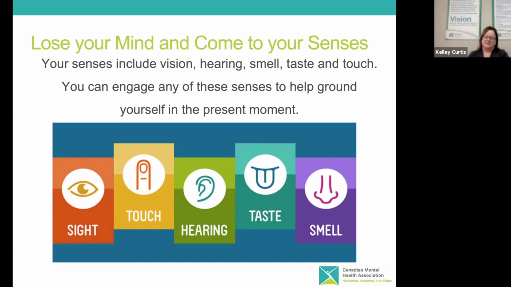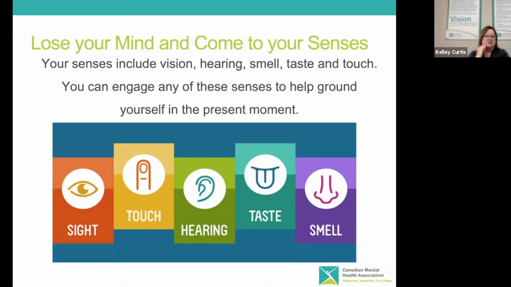And then we could talk about our sense of touch. So you could sit with your pet if you have one, for example, and just focus on the feeling of their fur as you're petting that animal. Notice how it feels. And you could also do that with a fuzzy pillow or a blanket, something that you can actually touch and get a little bit of that sensation.